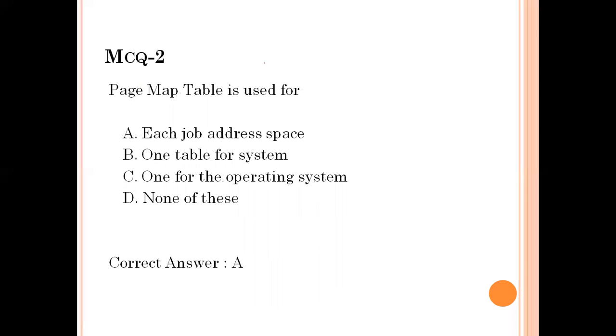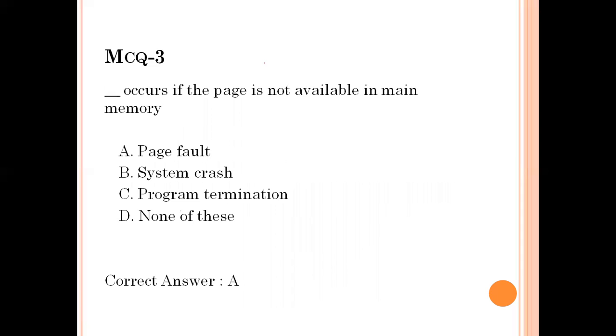The page map table is used for each job, for each address pair, one table for the system, one for the operating system, or none of these. For every job, we need to maintain a separate page map table that indicates, for that particular job, which page is loaded into which block of the memory. The correct answer is A.